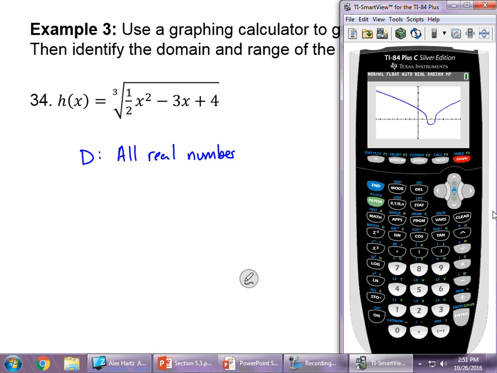But now, since I'm not just plugging in some x value, it's an x squared, there's a quadratic inside that cubed root, you can see that that's doing something different for the outputs. My range, if I look at the y-axis, the lowest I reach on the y-axis is -1, and then the graph keeps rising above that height of -1. So my range is all y values that are greater than or equal to -1.